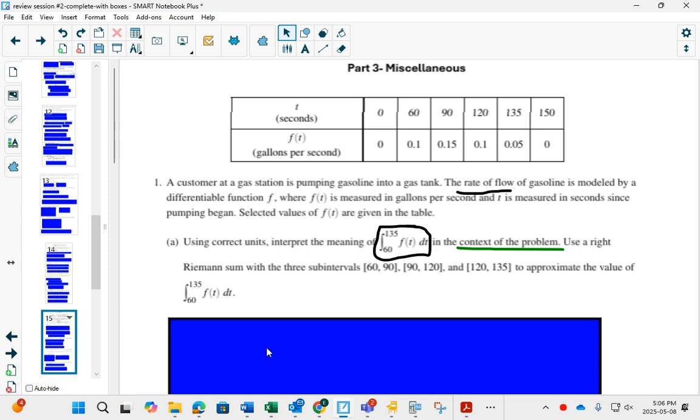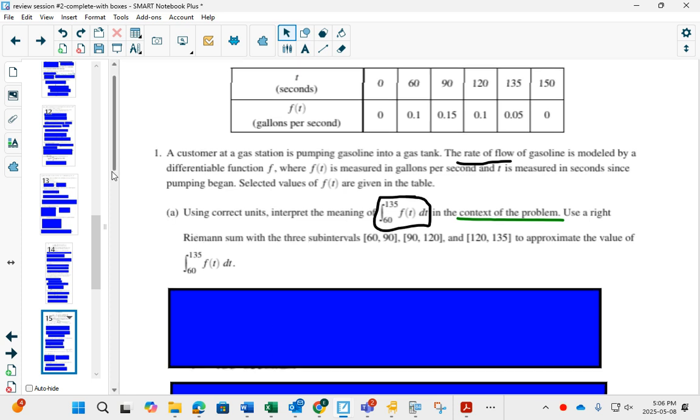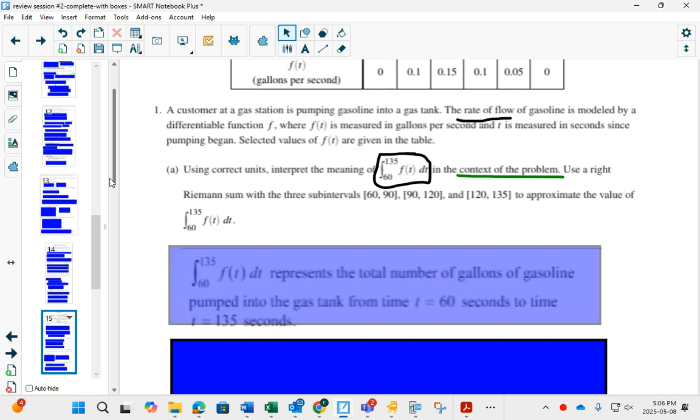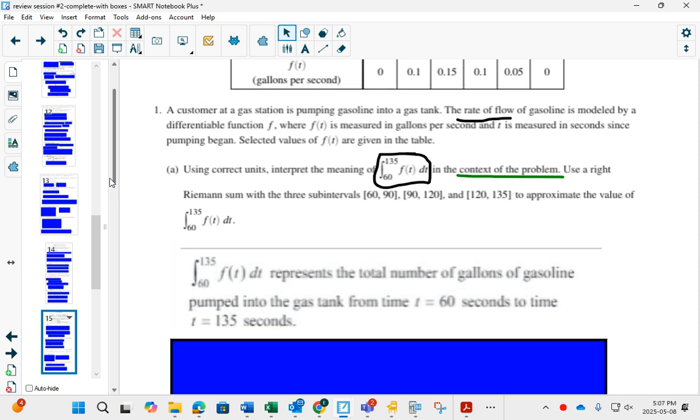Oh, look, it has right Riemann sums. Use right Riemann sums with 3 subintervals to approximate the value. All right, so first of all, what does this represent? It's the total number of gallons of gasoline pumped into the gas tank from time equals 60 seconds to time equals 135 seconds. It's the accumulation of change of gallons from that time, from 60 to 135.